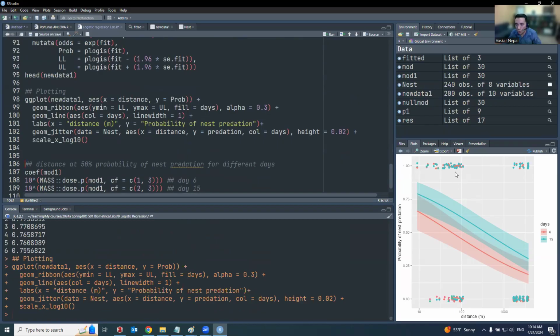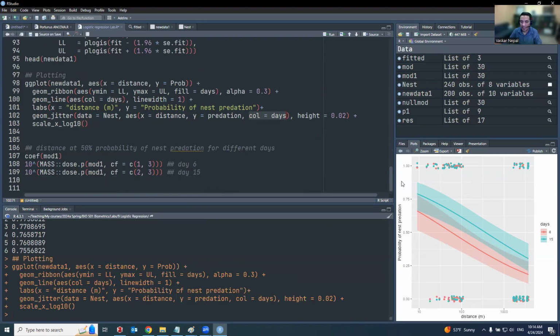And then we also show the points, different shapes and colors, different colors based on the different days. And we do that just by adding fill equals days for ribbon, col equals days inside aesthetics for line, and then also col equals days in the geometry, right? So just as before. Okay. And I also cleaned up the X and Y axis limits a little. We can also get the distance at 50% probability of predation for different days.